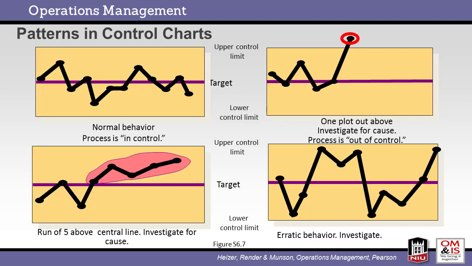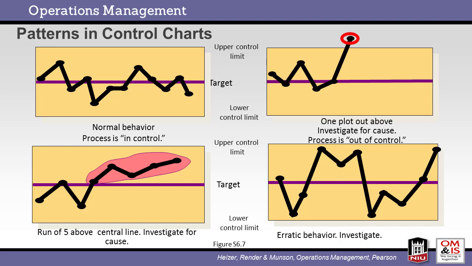When a process is in control, there should be no data points outside of the upper and lower control limits. Most points should be found near the mean, with the same number of points above and below the line. Finally, there should not be a trend upward or downward. A trend suggests that the process will be out of control over time.